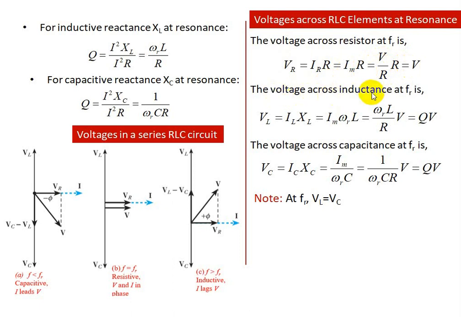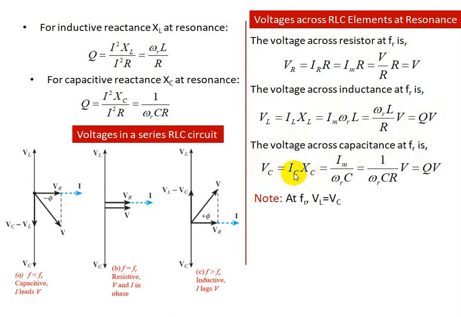The voltage across inductance at FR. So VL will be equal to IL into XL, the current through the inductor multiplied by XL. Since all the elements are connected in series, the current will be same, that is IM. So IM into XL, whereas XL is written as omega R into L. Replacing IM by V by R, we will get omega R L into V by R. So here we know that omega R into L by R is nothing but Q. So Q into V.